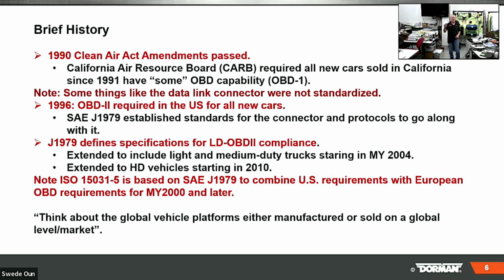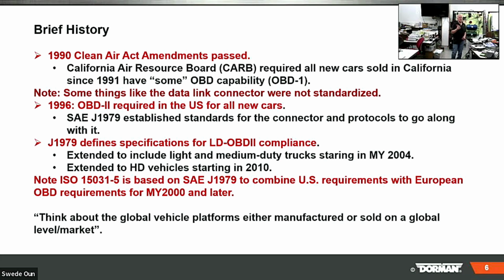They rely on them for so many of the standards required for OBD. So you've got the J1979, which defines the specs for light duty. Again, we're still in light duty. However, it was extended to include light and medium duty trucks starting in model year 2004, and extended to heavy duty vehicles starting in 2002.